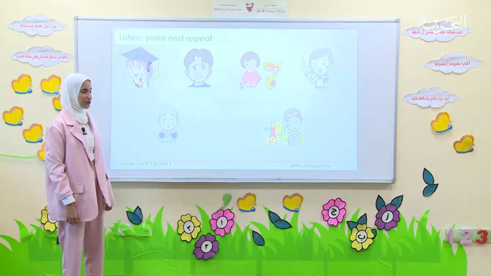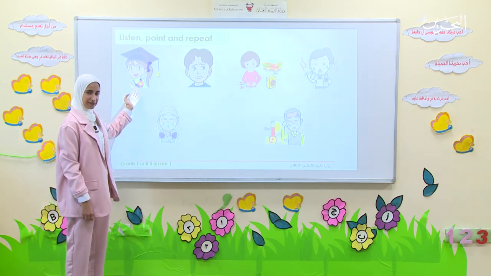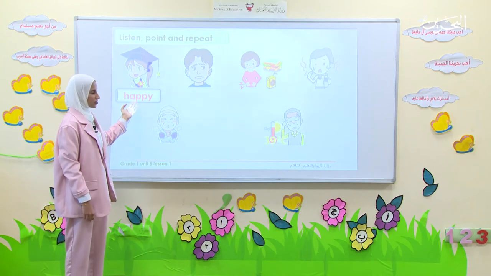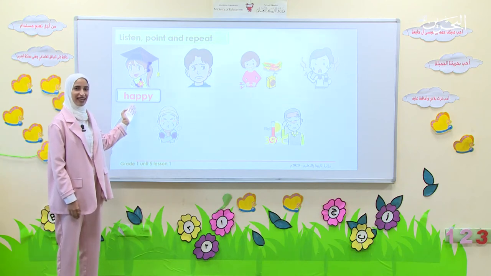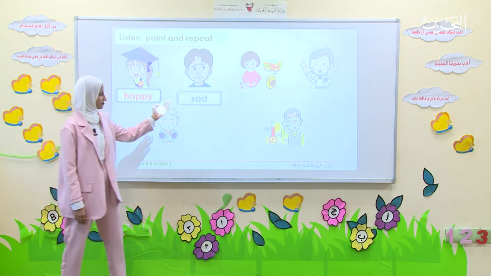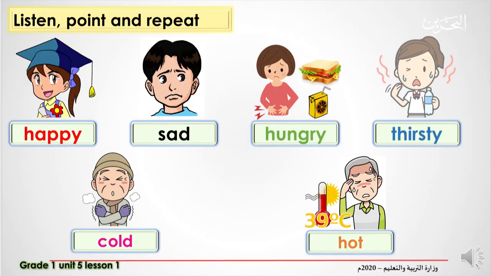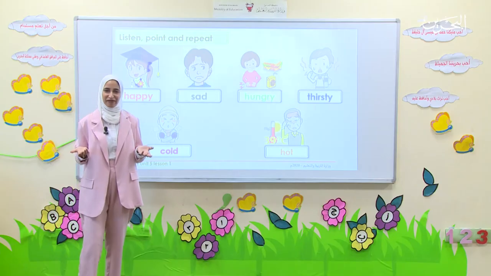Let's go! Now, I want you to look at the picture, listen to me, point at the picture, and repeat after me. Happy. Sad. Hungry. Thirsty. Cold. Hot. How do you feel right now?